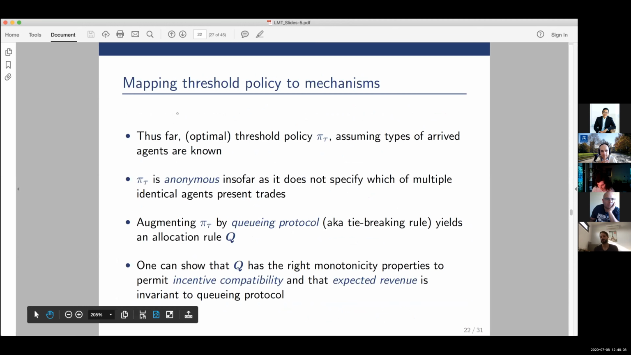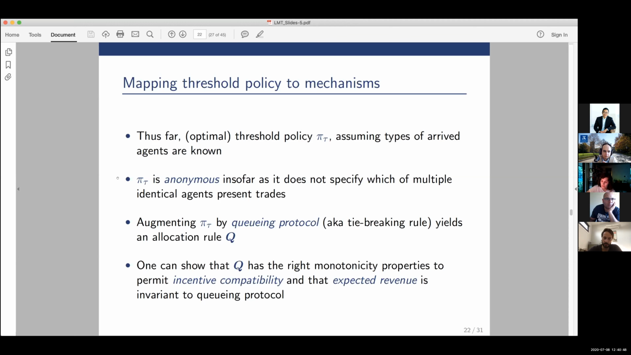Okay, now let's talk a little bit about incentives, but I'm not going to go into the nitty-gritty of the dynamic mechanism design aspects. I'm going to try to convince you, and actually demonstrate, that you can account for incentives quite straightforwardly. As mentioned, thus far the optimal threshold policy assumed that the types of the agents were known. Now we're going to relax that, as you would in mechanism design, and assume that the agents are privately informed about their values and costs.